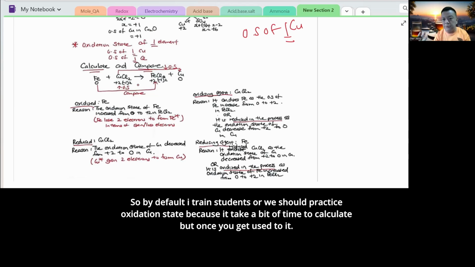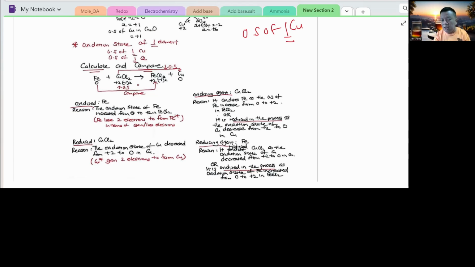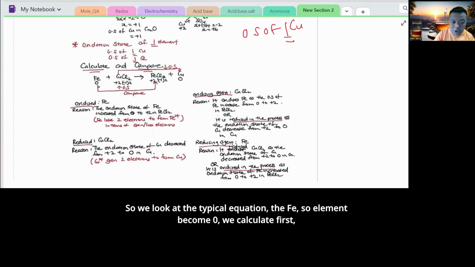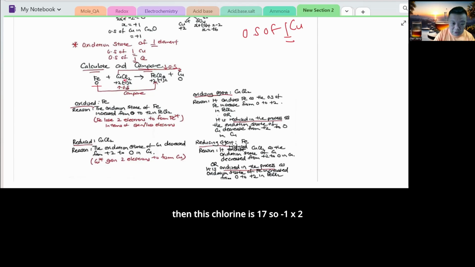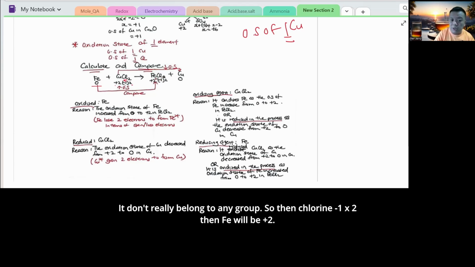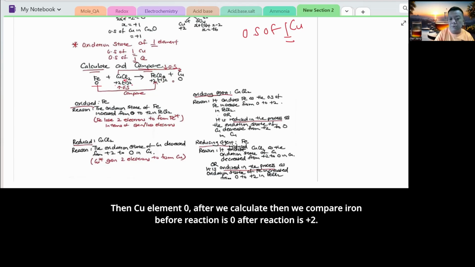But once you get used to it, it's a skill, you practice it, it will become easier and take shorter time. All right, and oxidation state applies for all kinds of equations, whether they involve oxygen, hydrogen or not. So we look at a typical equation: Fe, so element, 0. We calculate first. Then chlorine is group 17, so minus 1 times 2. All right, then copper must be plus 2. Similarly, between iron and chlorine, chlorine is more fixed because iron is a transition metal, right? It doesn't really belong to any group. So chlorine is minus 1 times 2, then Fe will be plus 2. Right, then copper element, 0.